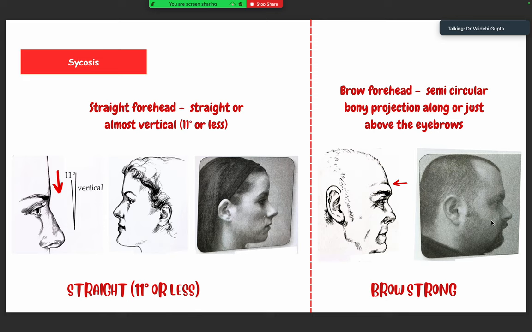Another one is brow forehead. Brow means a slightly bony projection near the eyebrow. Brow forehead: a semicircular bony projection along or just above the eyebrow. So just above the eyebrow, there is a strong bony projection on the forehead. It is called brow forehead and it is considered Sycosis. So in Sycosis, a straight forehead or a strong brow, both are Sycosis.